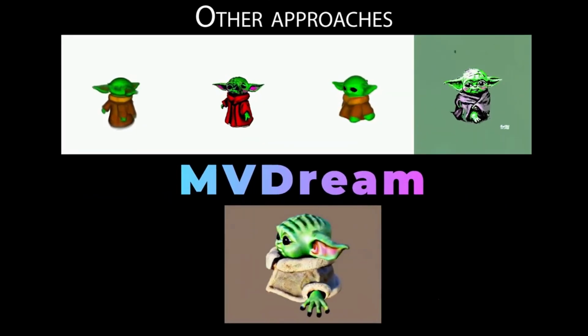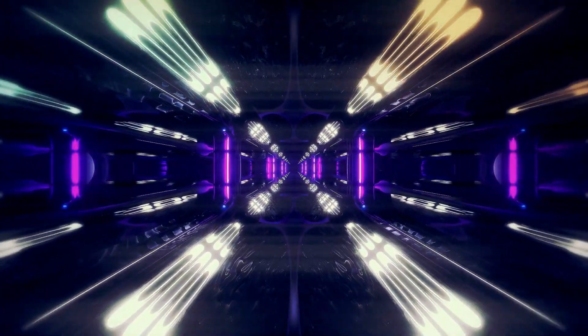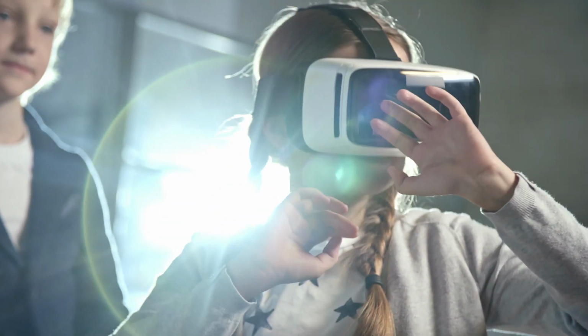Now, here's where MVDream steps in and changes the game. They tackled something called the 3D consistency problem, and claimed they cracked it using a technique called score distillation sampling.